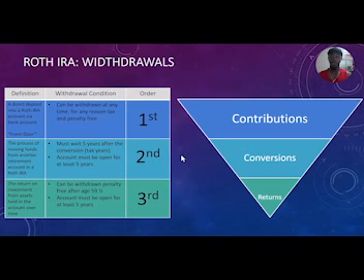The second way that you can pull money out of a Roth IRA is based on bullet number 2, the one in light blue, and that is based on the rollover or conversion. So if money gets into a Roth IRA based on a rollover or a conversion, then you can pull the money out 5 years after the conversion.